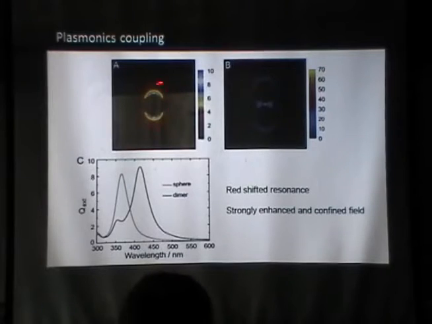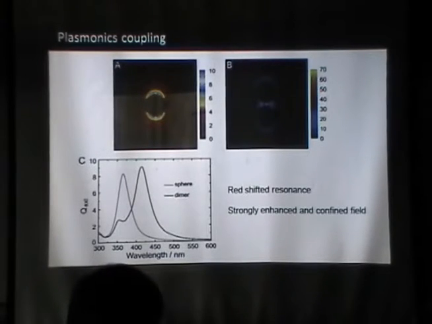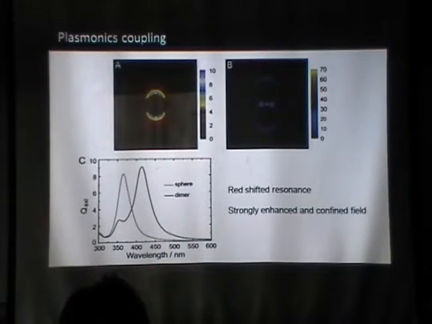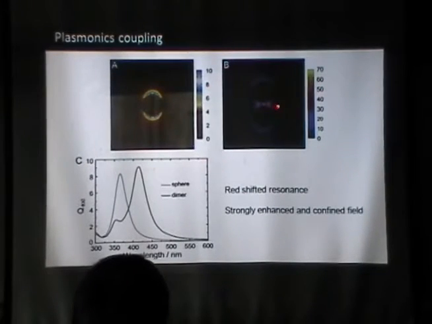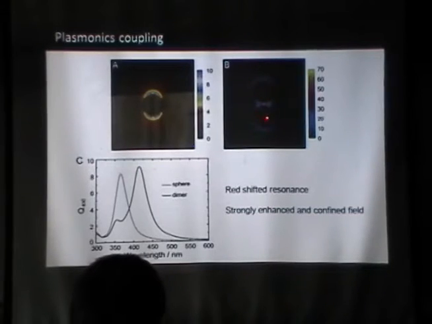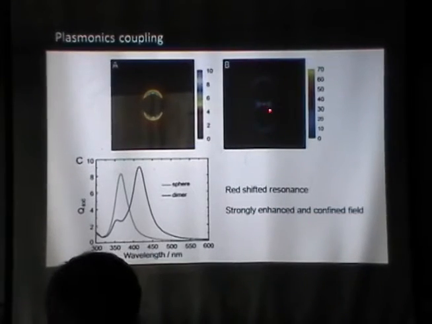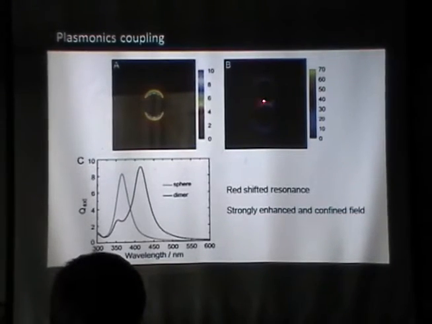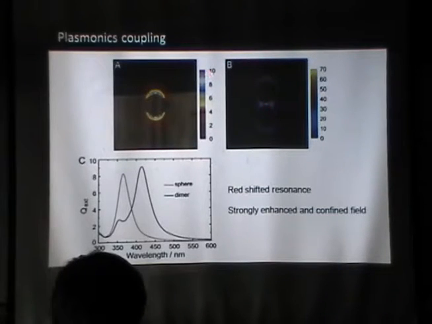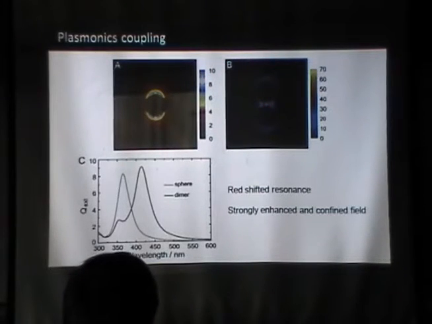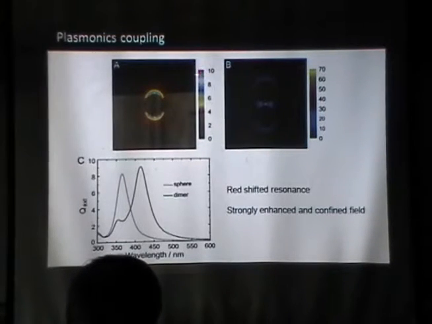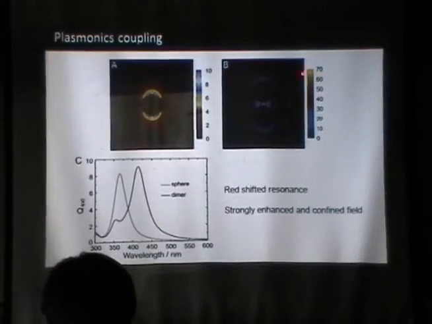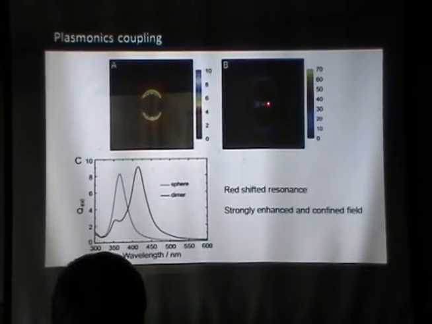Here you see the example, again, a single silver sphere, the field distribution is dipolar in this case, like we saw before. And now we have two spheres, excited in the same direction, and we see that the field is much more enhanced here in the gap. Here you see the intensity of the field with respect to the incident field. So here in purple it's 10 times larger. Here in yellow it's 70 times larger, and it's highly confined to the gap.